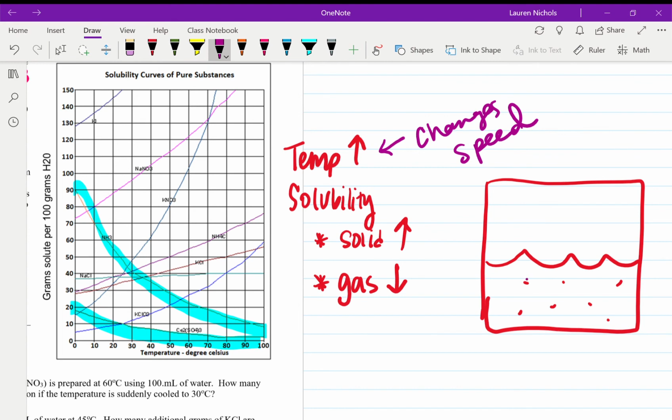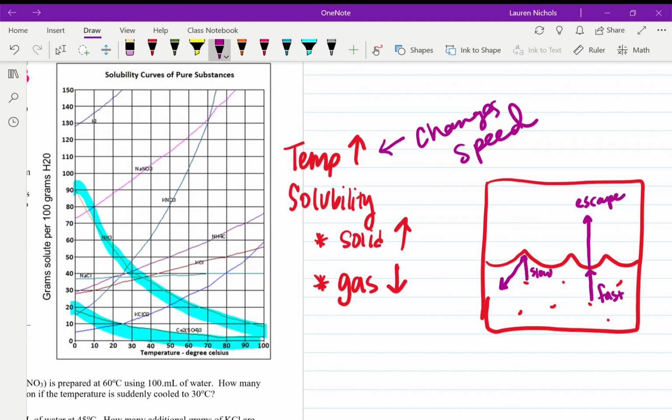So if this molecule is moving slowly towards the surface and it doesn't have enough energy to break through the intermolecular forces at the surface, then it just bounces back and stays dissolved in the solution. But if you increase the temperature and you increase the speed, so now this molecule is moving very quickly towards the surface, then it's going to have enough energy to actually break through the intermolecular forces and the gas particles escape. This is why the solubility of gases decreases.